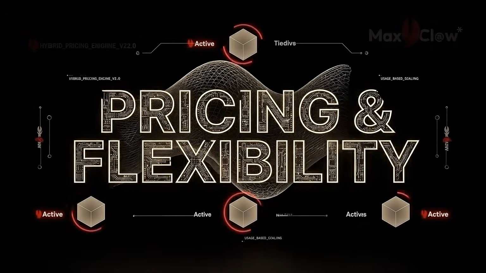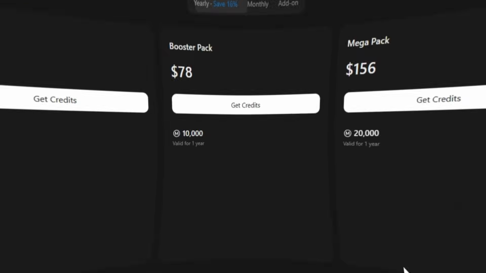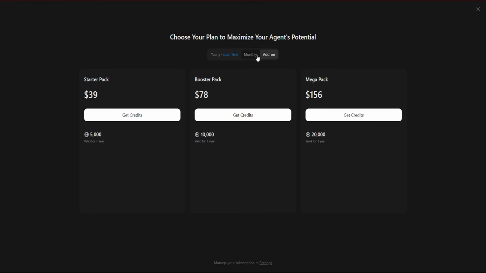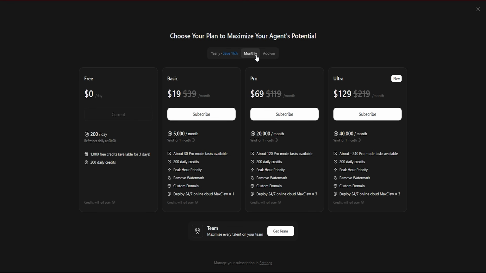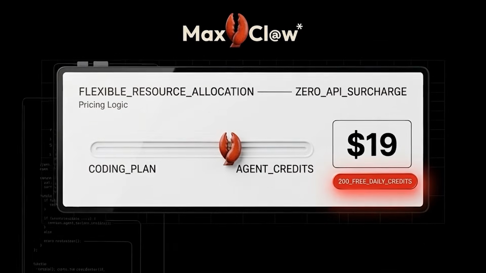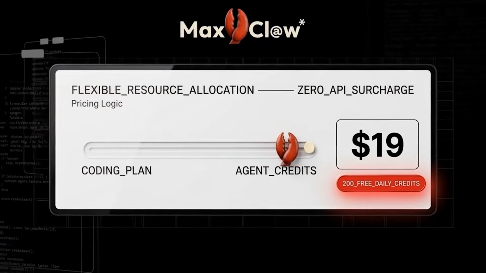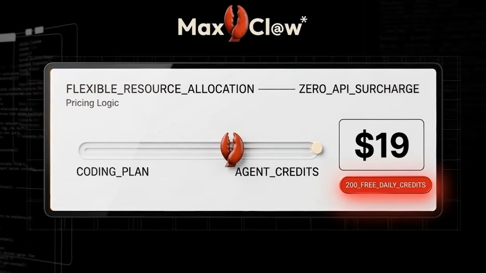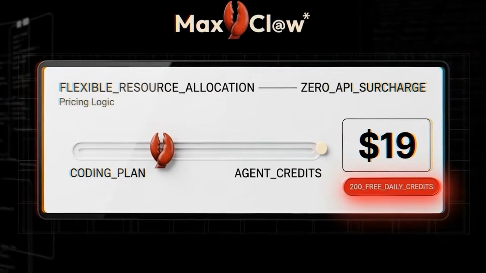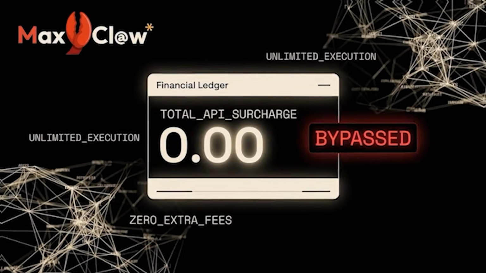Pricing, flexibility. So, how does the pricing actually work? MaxClaw gives you full flexibility and total control. Whether you're focused on a coding plan or agent credits, choose the balance that fits your workflow. Here is the deal that completely sold me. MaxClaw lets you fully deploy and run OpenClaw with comprehensive pre-trained experts for only $19. And I'll say it again, with no additional API fees required.